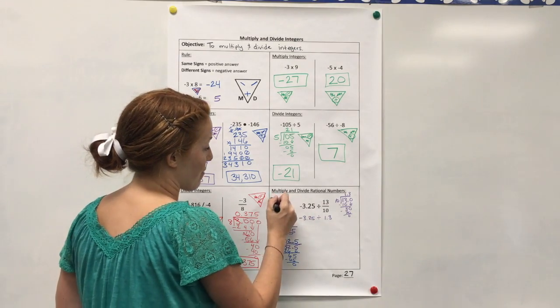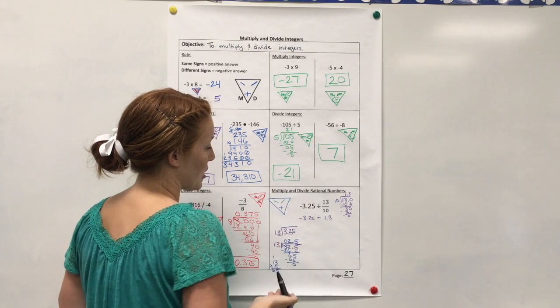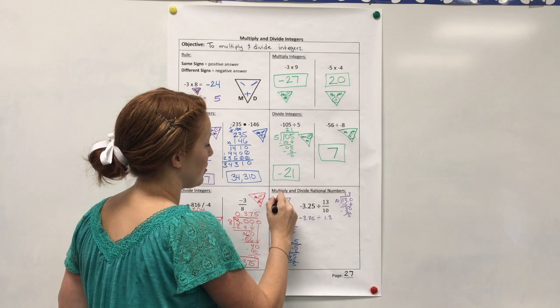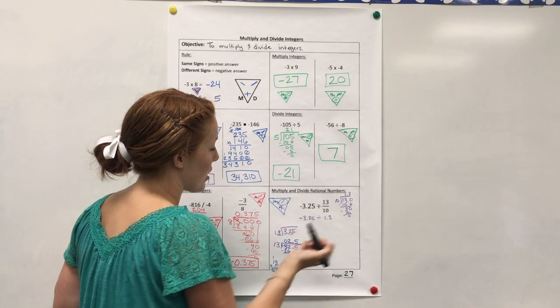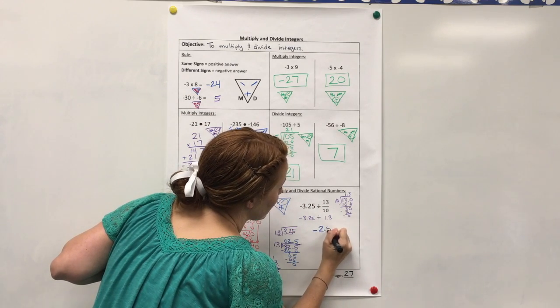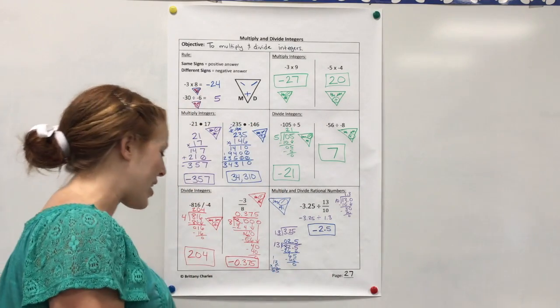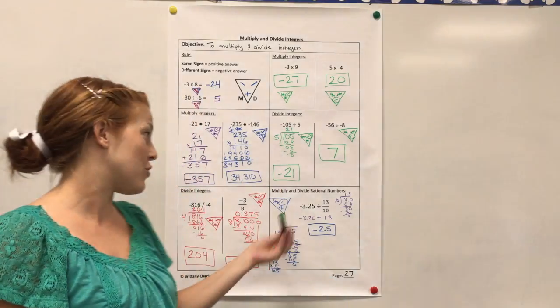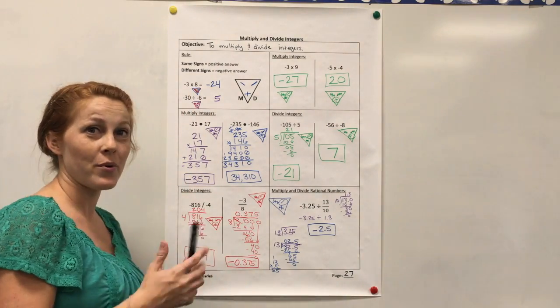Now I can't forget to do mad face. I have a negative 3.25 and a positive fraction, so that leaves negative. So my answer is negative 2.5. Now I'm going to go ahead and just show you what the fraction version would be in case you did it that way, or just to show you another way.